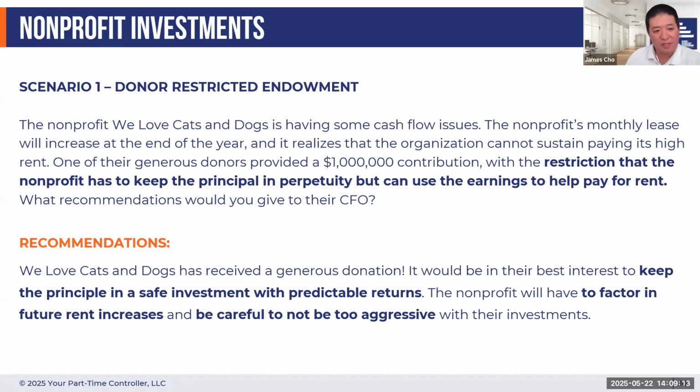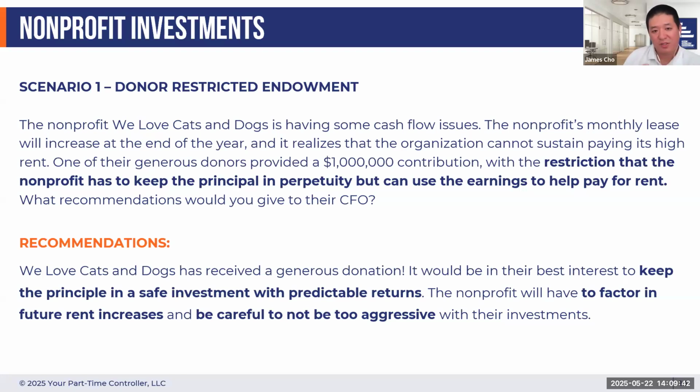So here are our thoughts. We Love Cats and Dogs has received a generous donation. It would be in their best interest to keep the principal in a safe investment with predictable returns. The nonprofit will have to factor in future rent increases and be careful not to be too aggressive with their investment. So in this example, the lease is a good model for how they would want to use their endowment gift to help pay for their rent.